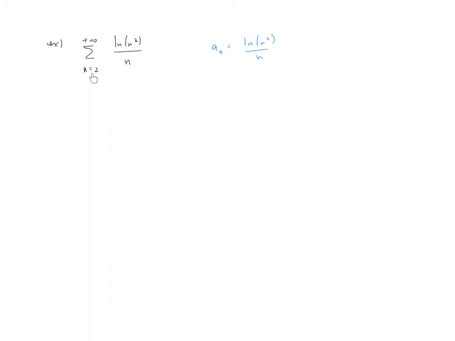Remember, we're starting at 2, and so beyond it, we shouldn't run into any issues. We're going to be continuous. We're going to be positive. That's important to see. That's going to be positive. But then the decreasing isn't necessarily as obvious as it might have been in the last problem.